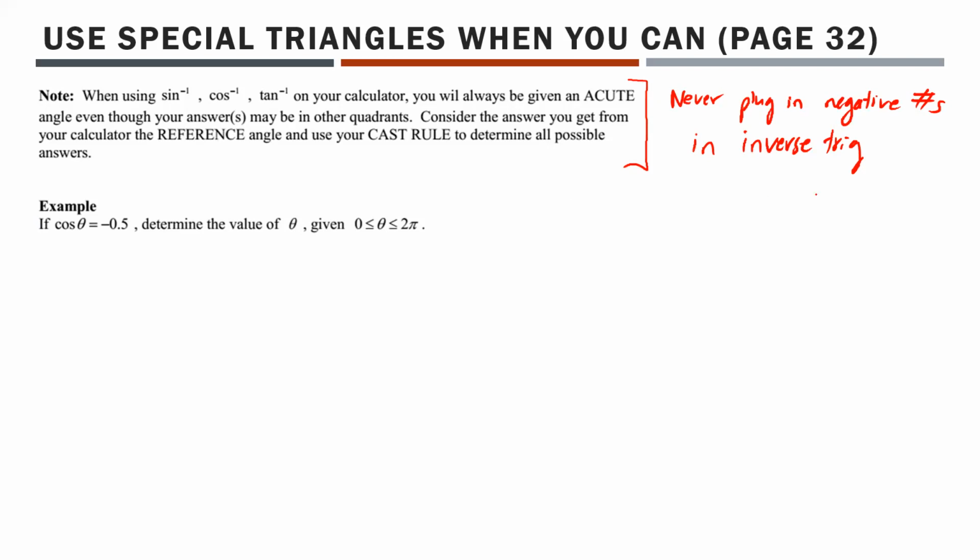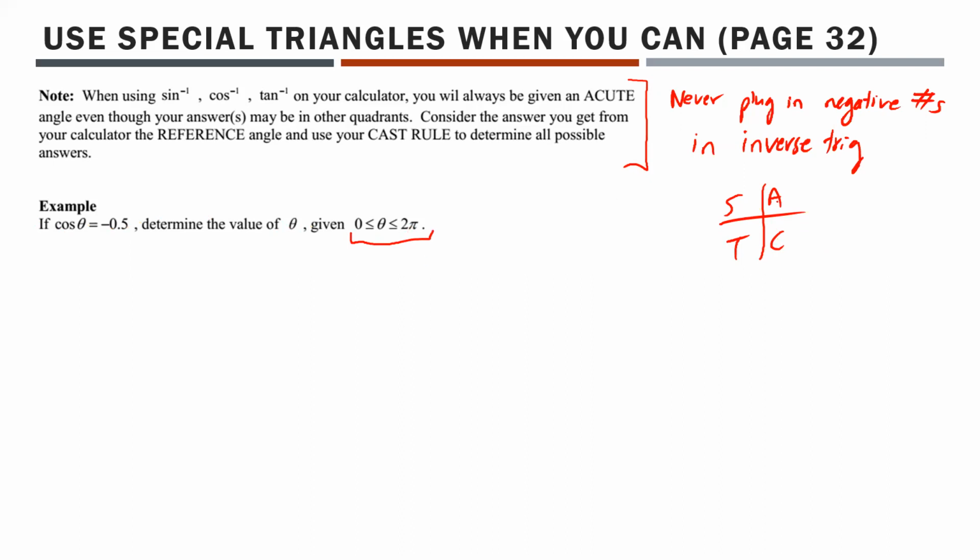You've got to remember your CAST rule here, that generally speaking, if you have a positive sine, for example, it's going to show up here, but if you had a negative sine, it's going to show up down here. The same goes for tan and cosine. They're going to be positive and negative in different quadrants. Here's a good example of that. Cosine theta equals negative 0.5. Determine the value of theta given that it's between 0 and 2 pi.